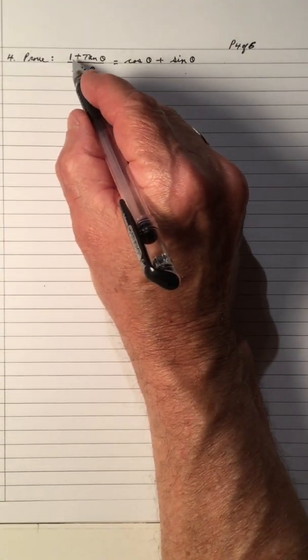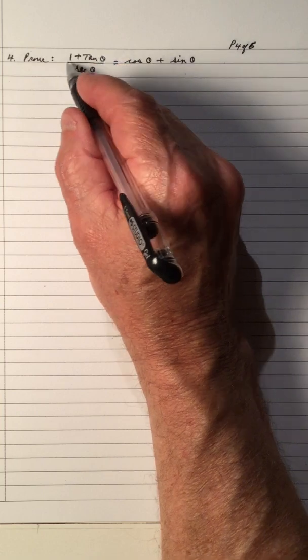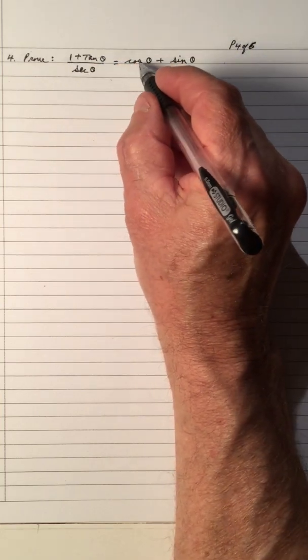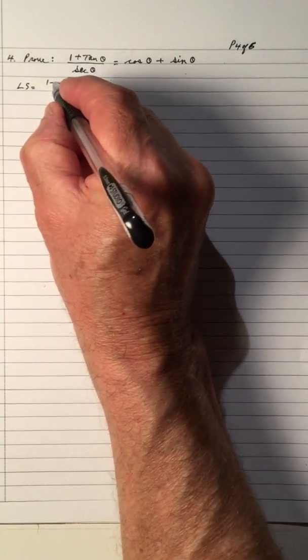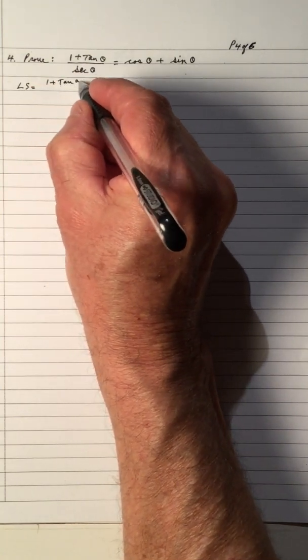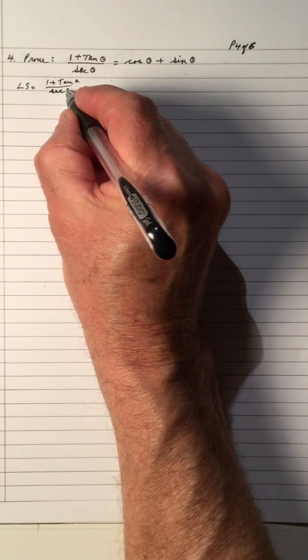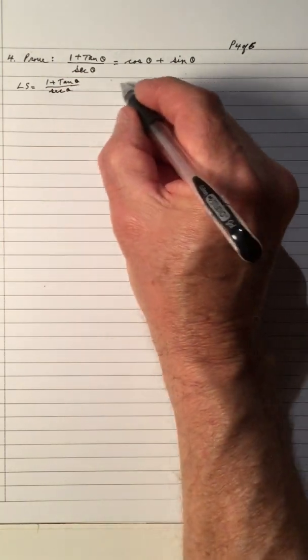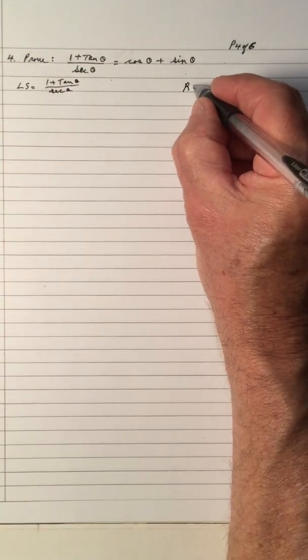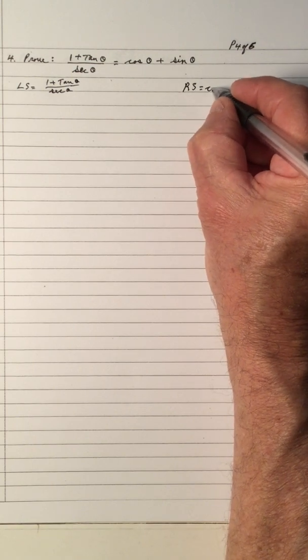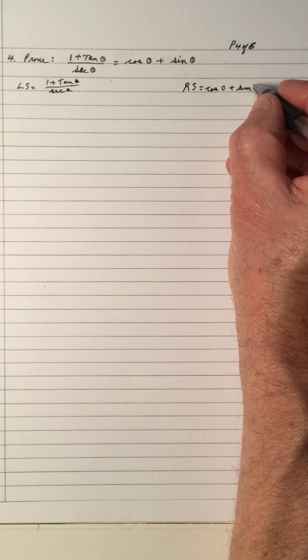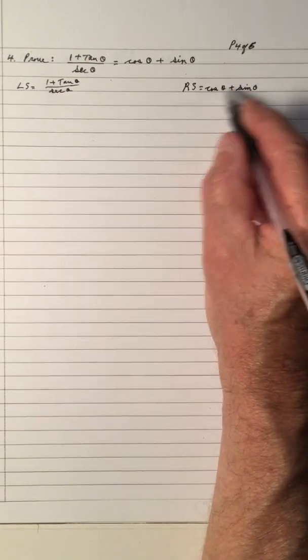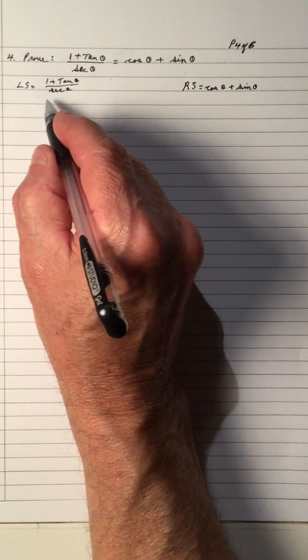Number 4, prove 1 plus tan theta over secant theta is equal to cos theta plus sine theta. And again, we have the left side, which is 1 plus tan over secant. They're all thetas. And the right side is cos plus sine. So the decision is cos plus sine can't be added. So this is the side that you would work down.